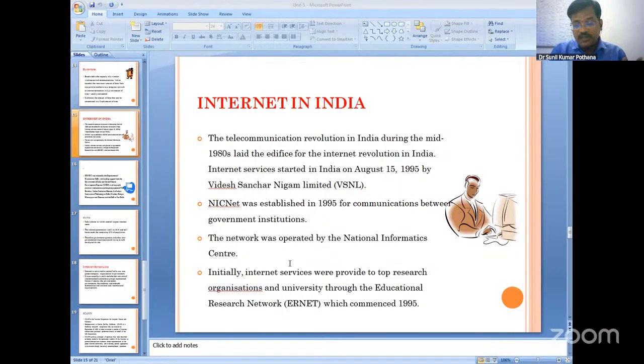For this, the government established an organization, the NICNET, in 1995 for communication between government institutions. The network was operated by the National Informatics Center, NIC. Initially, internet services were provided to top research organizations and universities through the Education and Research Network, which commenced in the year 1995.